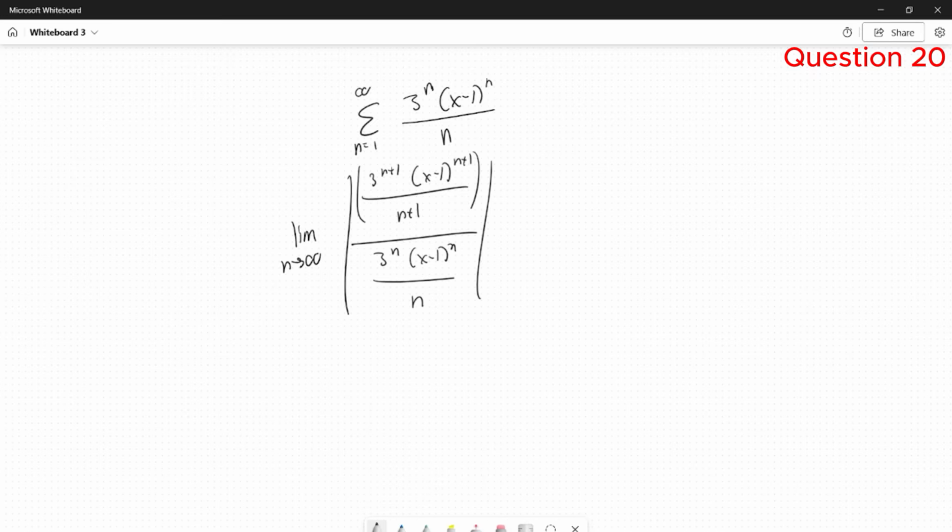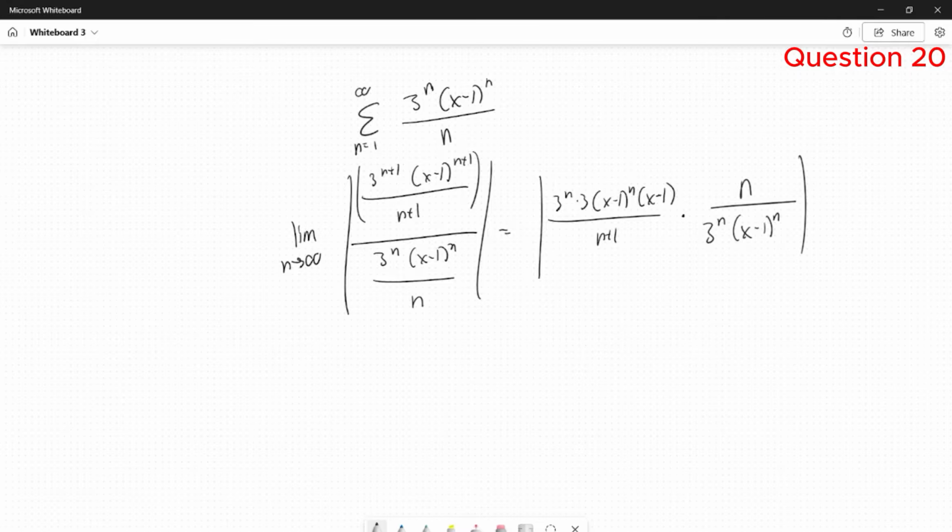All right, let's do this. So we have 3 to the n times (x minus 1) to the n multiplied by (x minus 1), over n plus 1, multiplied by n on the top. Since we're dividing, we have to reciprocate it around, (x minus 1) to the n on the bottom.